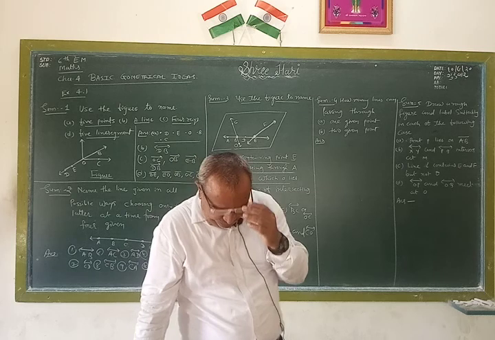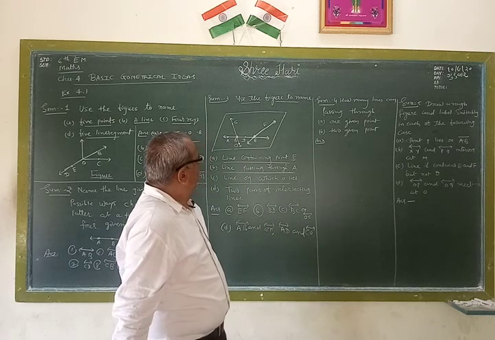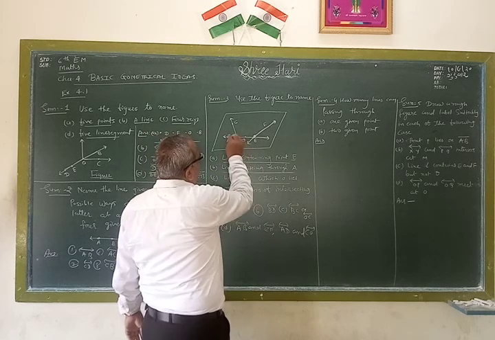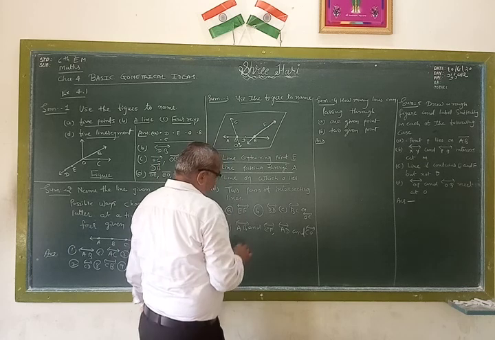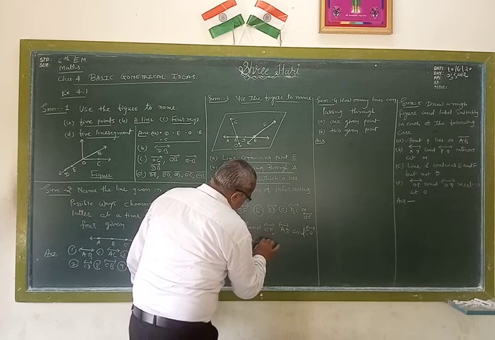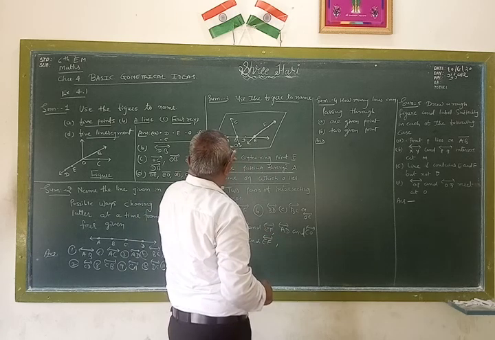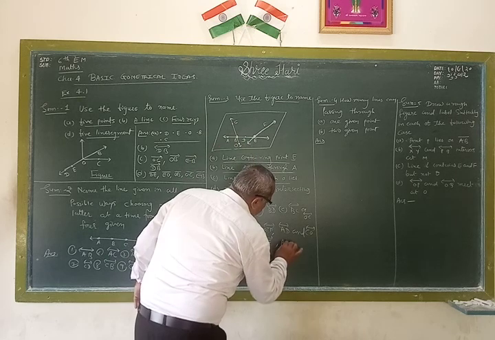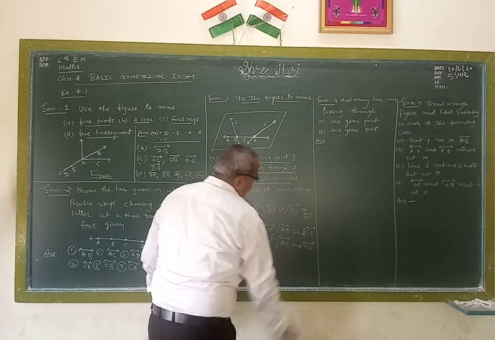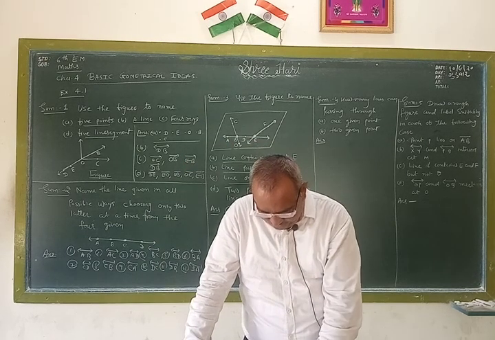So friends, we can say as second answer AE and EF also. Here AE and EF also. Here another answer AB and CO also. Line AB and line CO. Friends, this is our answer.